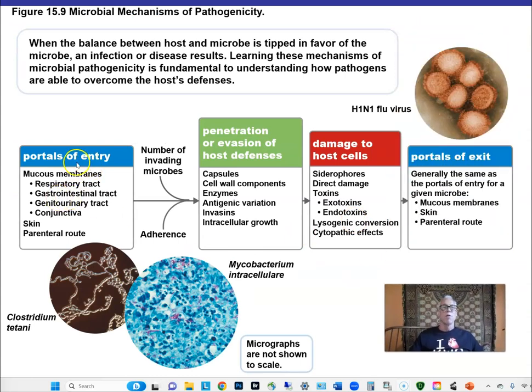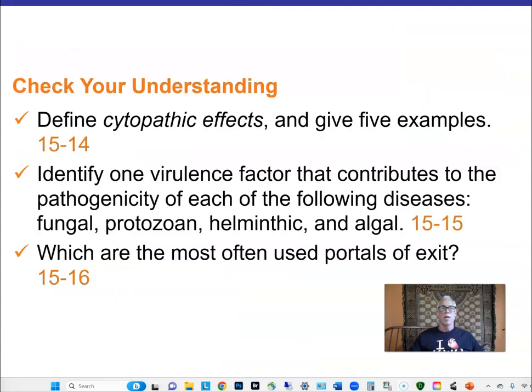So, summary slide here, portals of entry, talking about some of the ways that microorganisms can get into the host, how they can get in and evade the host defenses, cause damage to host cells, and portals of exit. You can look at this slide and make sure you can give some examples maybe of a few of these different processes. But at least have something to say about those from our chapter.